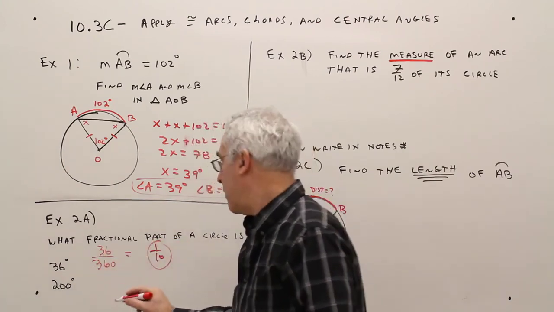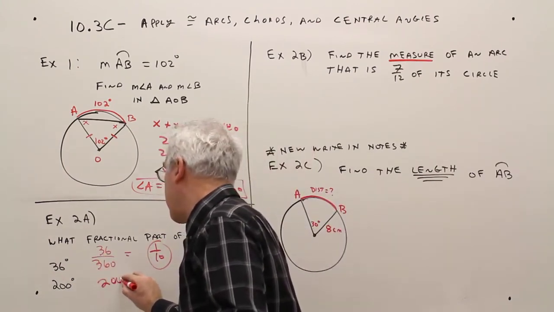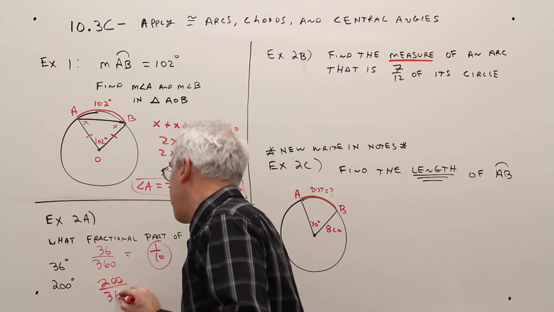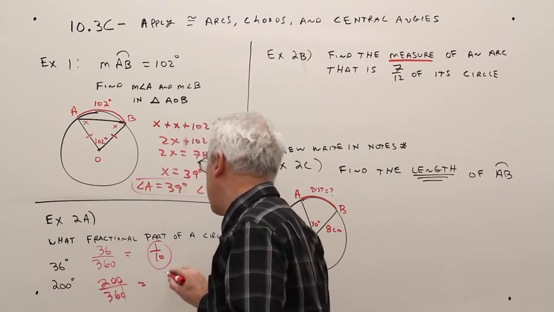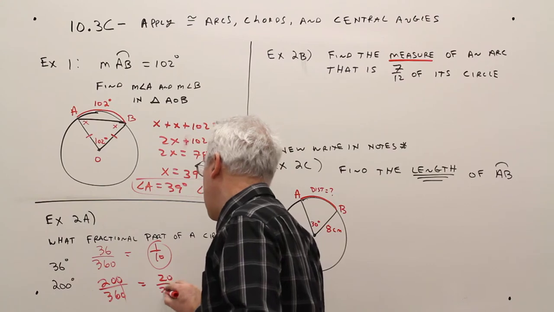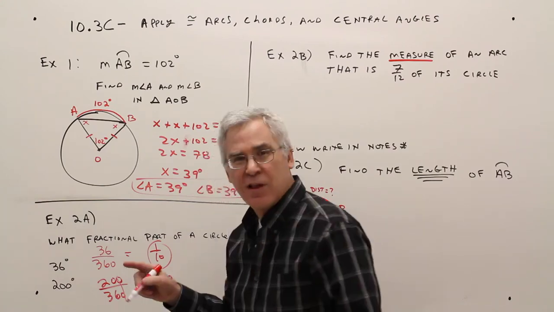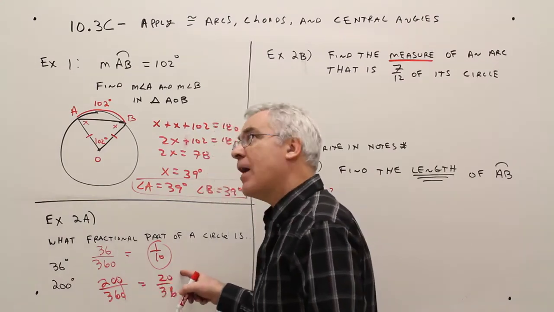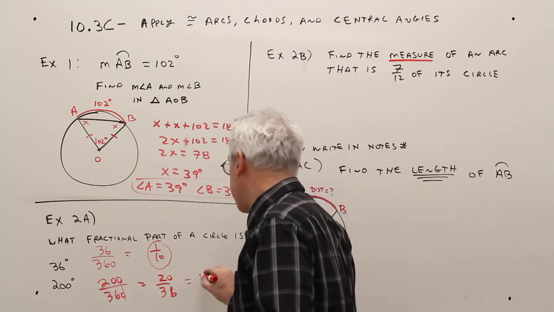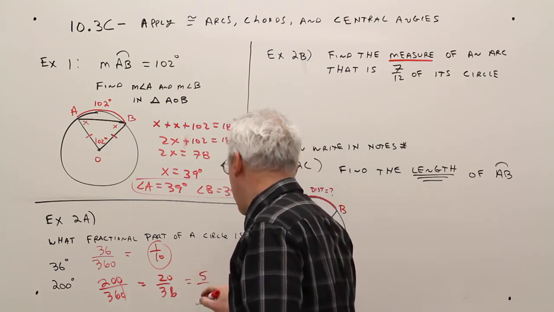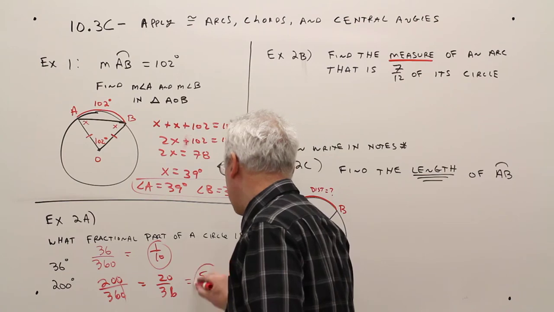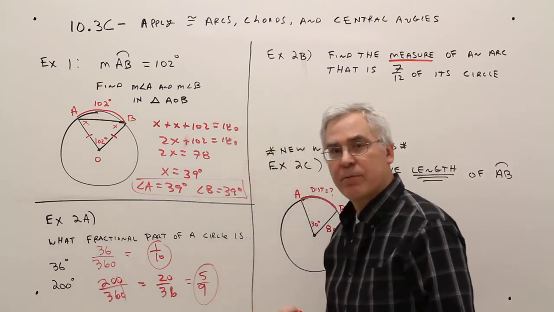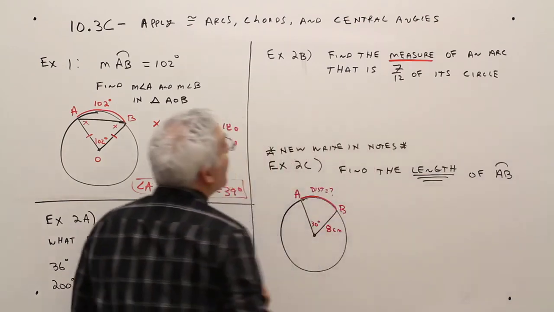For 200, that'll be 200 over 360. Cancel the zeros. 20 over 36. Divide through by 4, 5 times. Divide through by 4, 9 times. So I get 5/9.